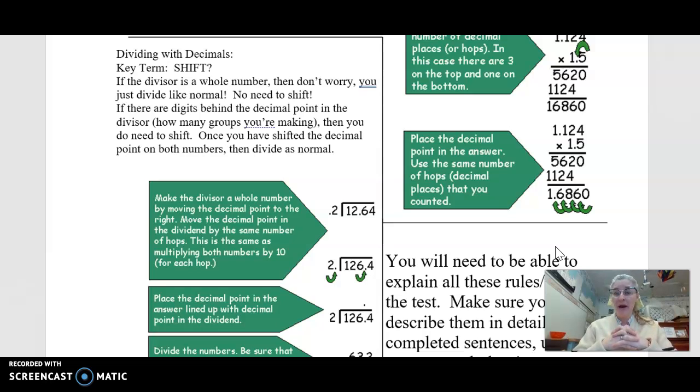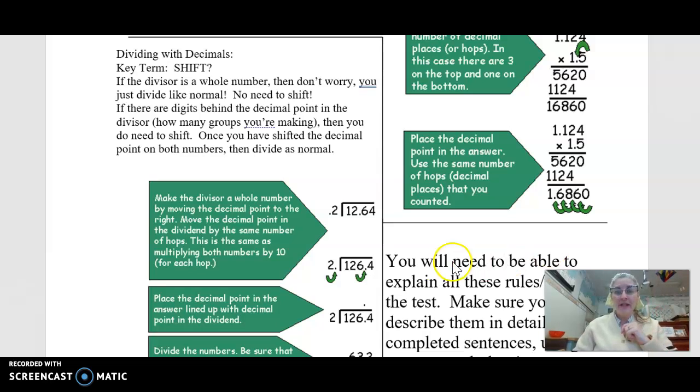Now, the dividing part does have an extra little step that you need to do at the beginning. So in this case, the key term that you're going to use in your mind when you get a problem and you're like, oh, right, I remember how to do this, is shift. There's a question mark there because you actually have to answer a little question when you start working with division problems involving decimals. So to divide with decimals, the key term is shift.